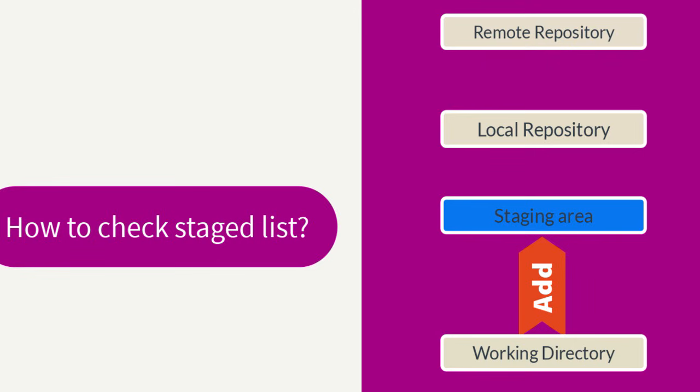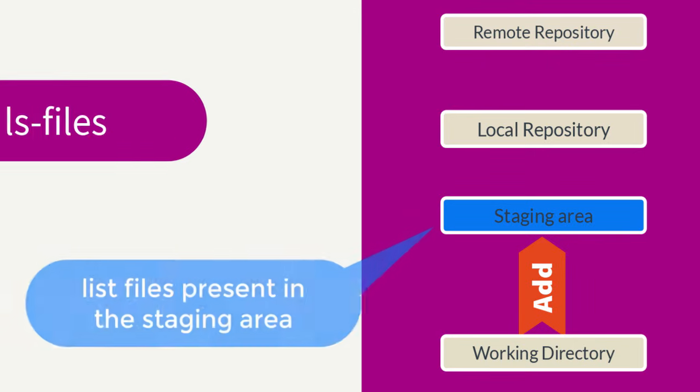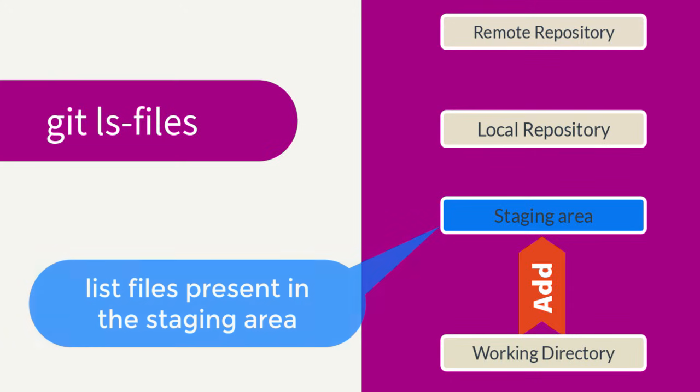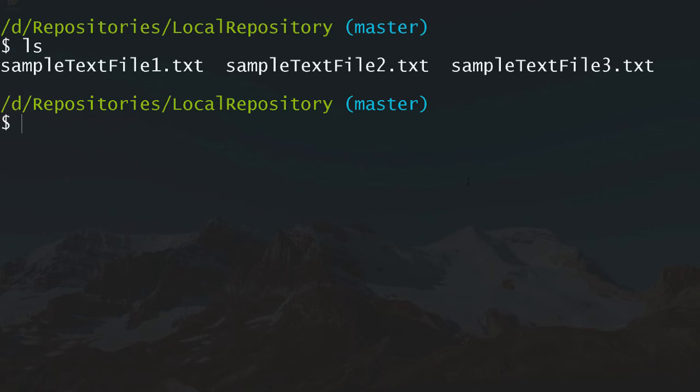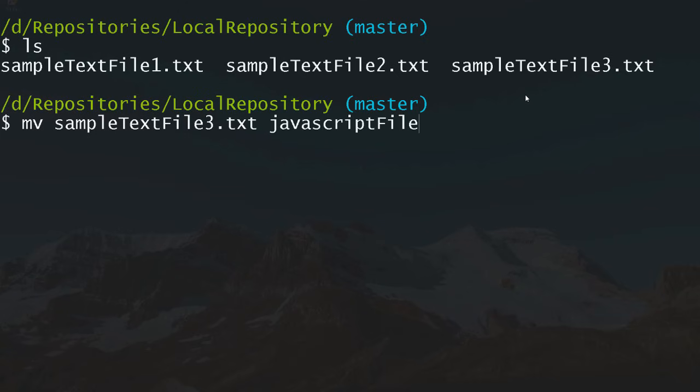But how can we know all the files present in the staging area? git ls-files will tell us all the files present in the staging area. Let's see that in action. ls for listing the files. Now let's rename a file: mv sample text file 3 to javascript file.js.